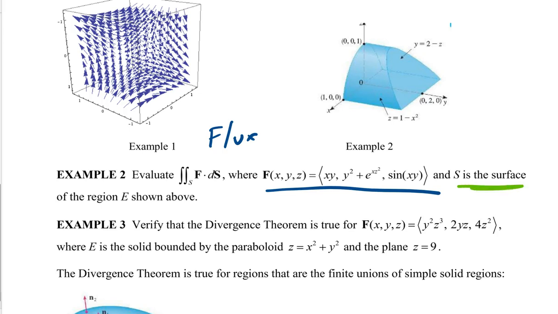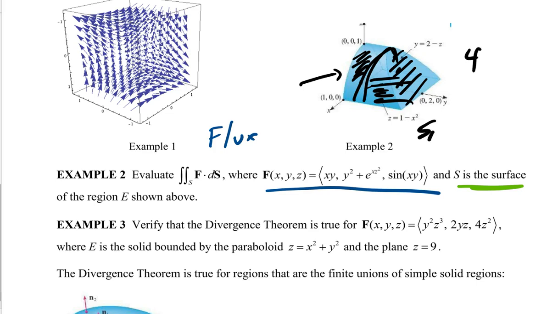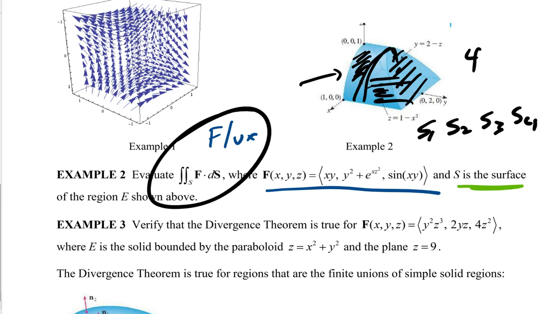So S is this surface. Well, let me use a different color. It's the exterior of this. It's this, and then all of this, and then the bottom as well. And then the sides as well, the back side. So there are 4 different surfaces, S1, S2, S3, S4. So doing this flux integral involves 4 different surface integrals.